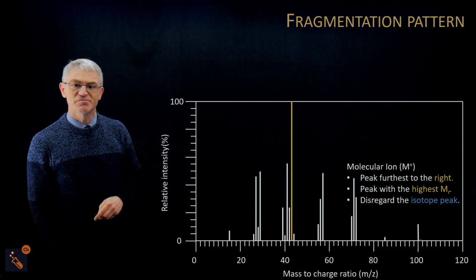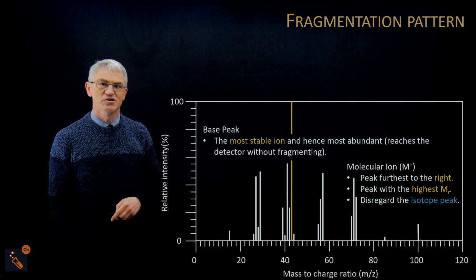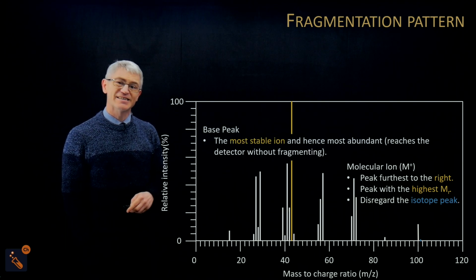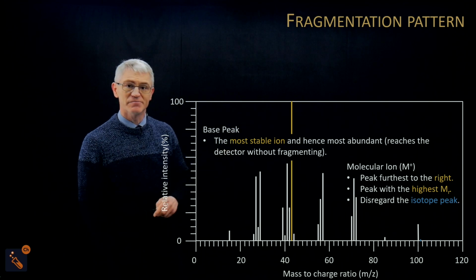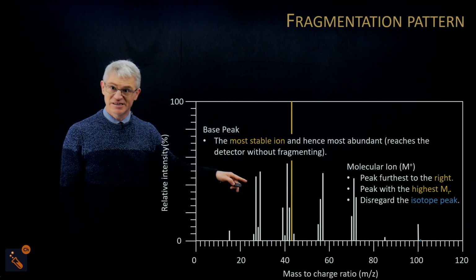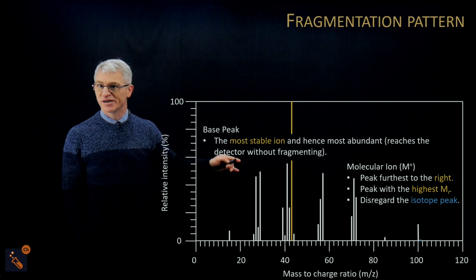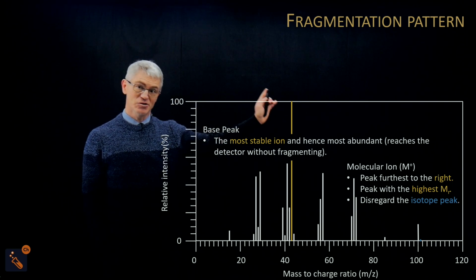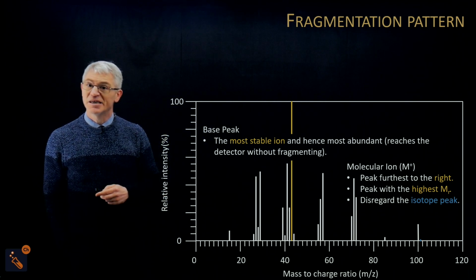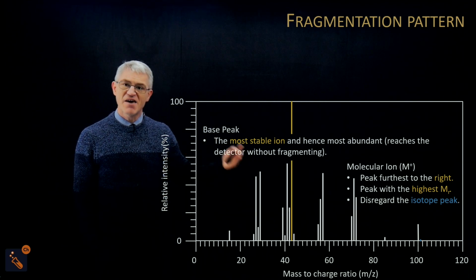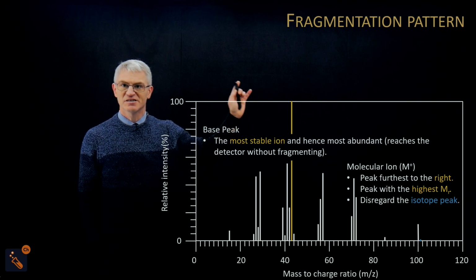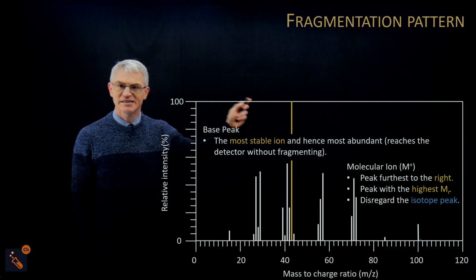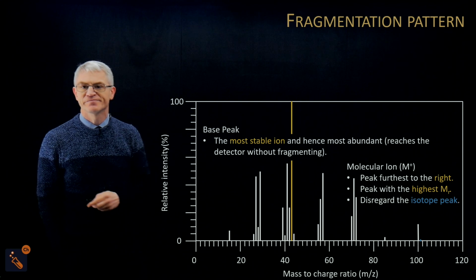Okay, so the most abundant peak is set to 100%. Now the other thing is it must be the most stable ion, because it gets through to the detector the most and it doesn't break up. The one that doesn't break up must be the most stable. So this is the most stable peak and the most stable fragment of everything in this mass spectrum, the one that's set to 100%, the one that hits the detector the most.